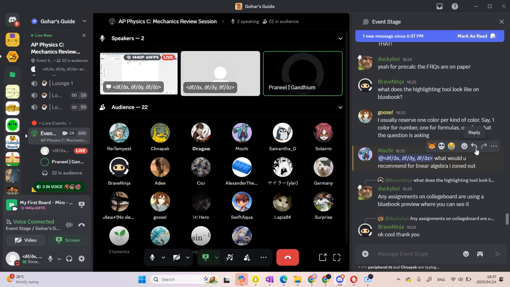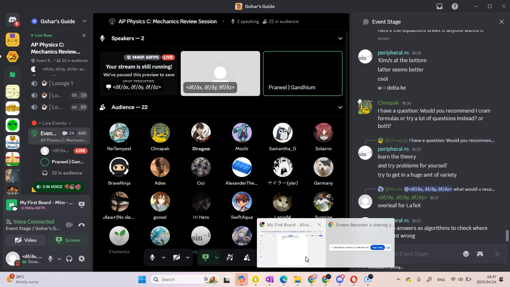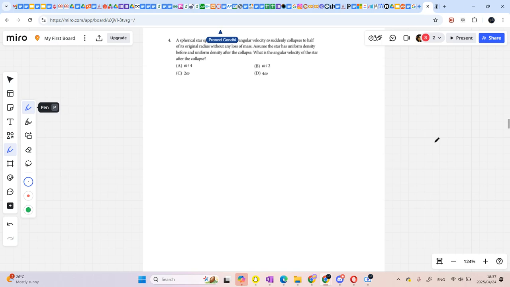Okay. So question 4. A spherical star spinning at an initial angular velocity omega suddenly collapses to half of its original radius without any loss of mass. Assuming the star has uniform density before and uniform density after the collapse, what is the angular velocity of the star after the collapse? So this problem is an application of conservation of angular momentum.